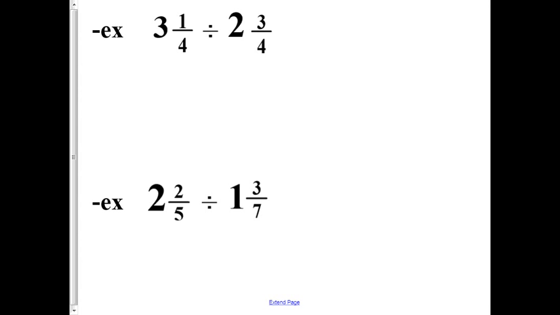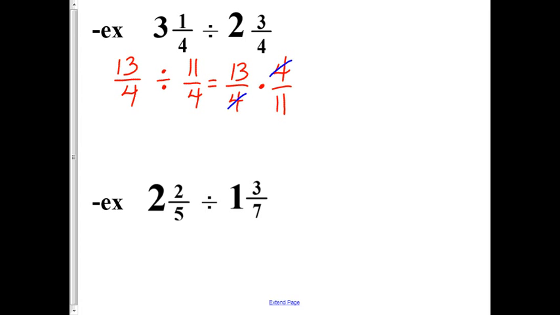All right, so 3 1/4 divided by 2 3/4. We should get 13/4 divided by 11/4. Which is going to give us 13/4 times 4/11. We can cross simplify, the easiest thing in the world. I love when I have a numerator and a denominator that are the same because I can make them both ones. 4 divided by 4, both of those are going to become ones, giving me a new problem of 13/1 times 1/11, which is 13/11.